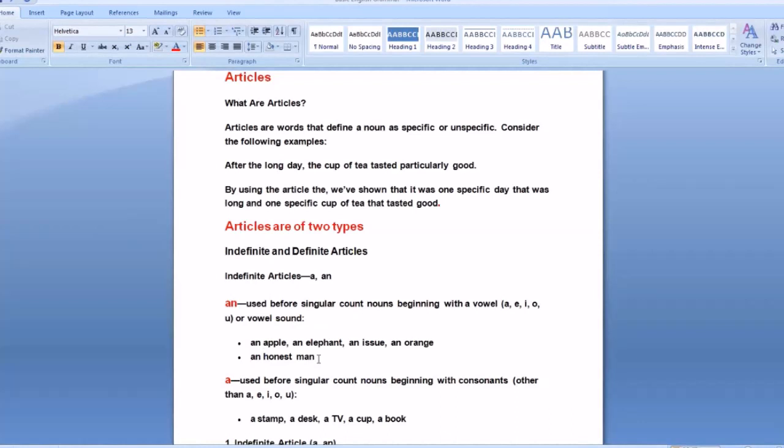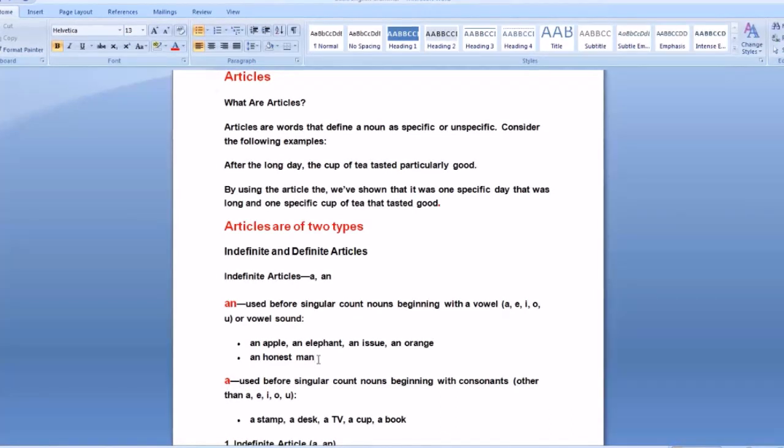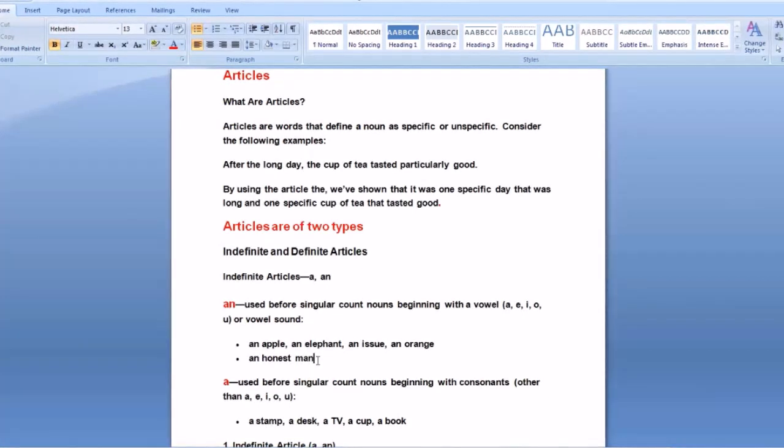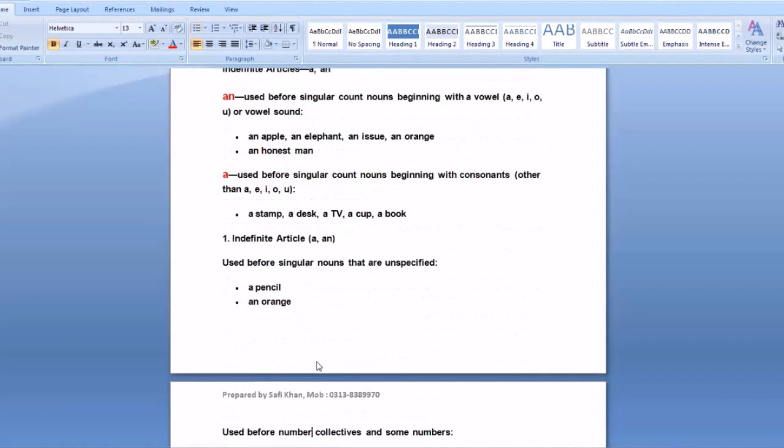We use an with words that start with a vowel sound, A, E, I, O, U. Vowel sound, not the vowel. And we will use an with those consonants which have vowel sounds. Okay, clear? Now where we use a?